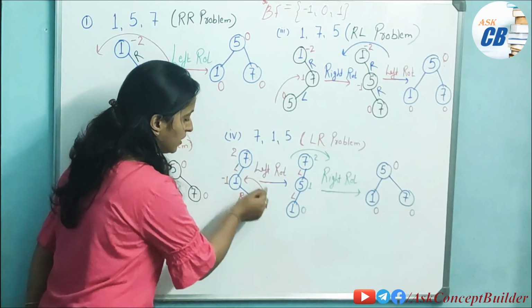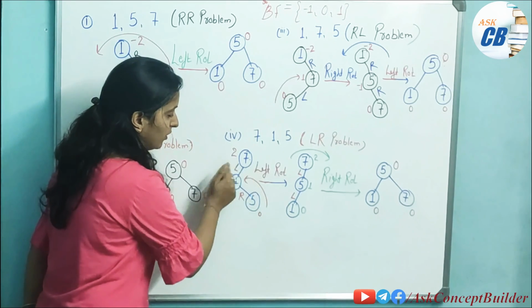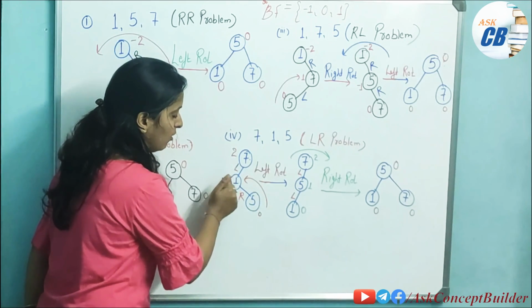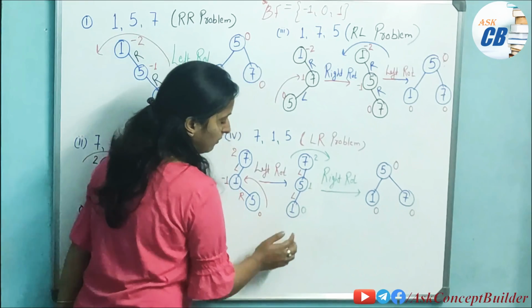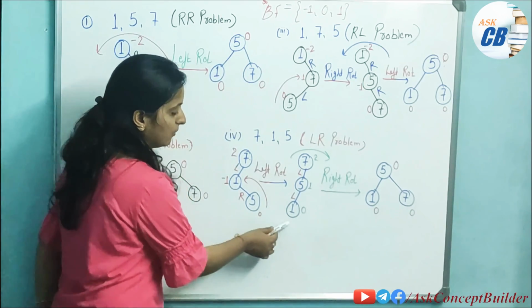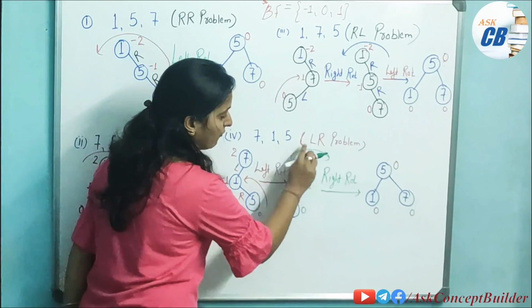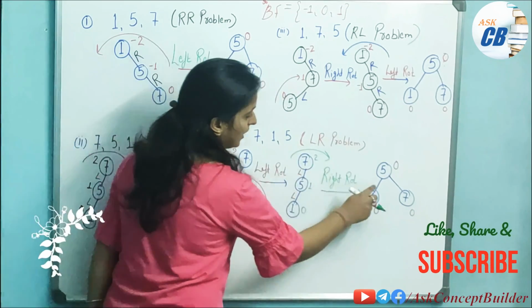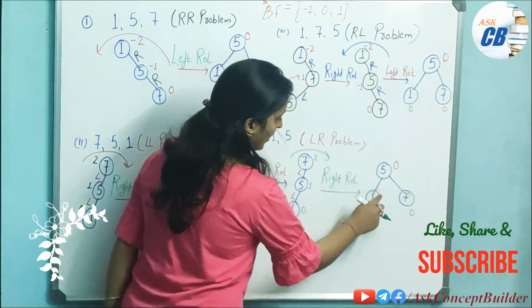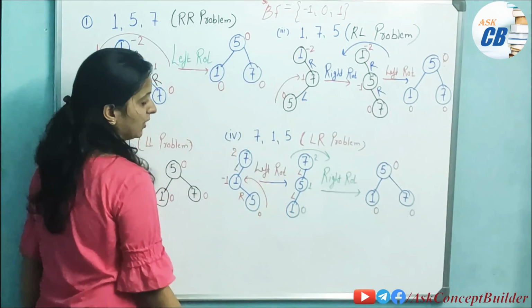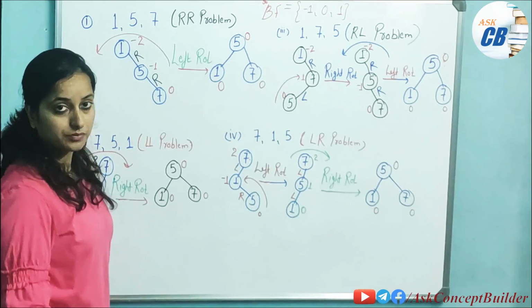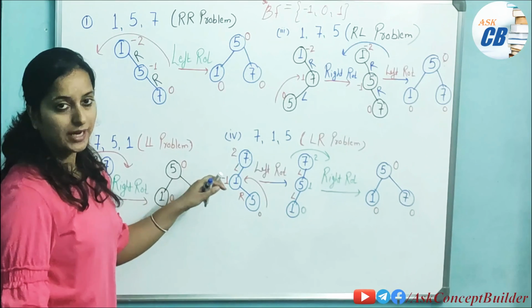So you will move the tree to the left side. When it does the left rotation, 5 will come above and 1 will come down. So it will become like this. Now it has become your LL problem. Now for LL, you have to perform right rotation, and now this 7 will come down, 5 will become your root node, and 1 will come here. So in this way you can solve these 4 types of problems.